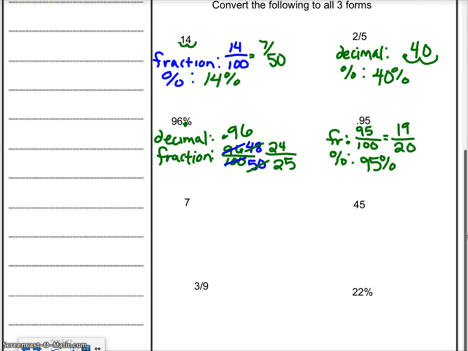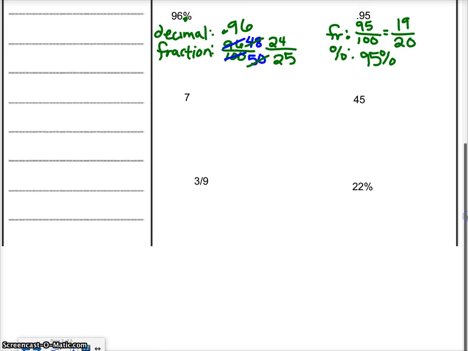7, okay, that's tricky. The whole numbers can be tricky. So it's already given to me as a decimal, so I need to write it as a fraction and a percent. So a fraction would just be 7 over 1. In percent, you'd have to move this little decimal 2 spots to the right. So I would need 2 placeholder zeros. This is 700%.